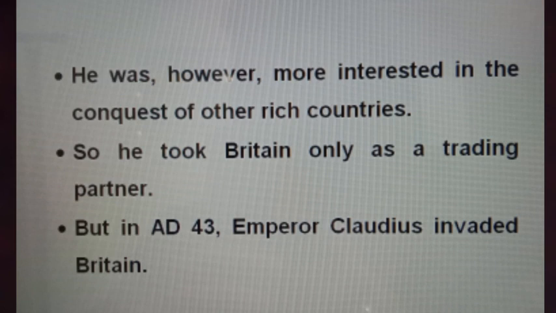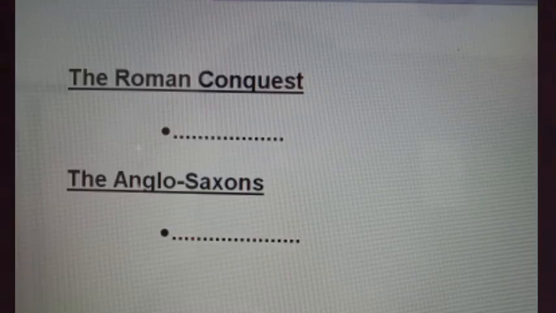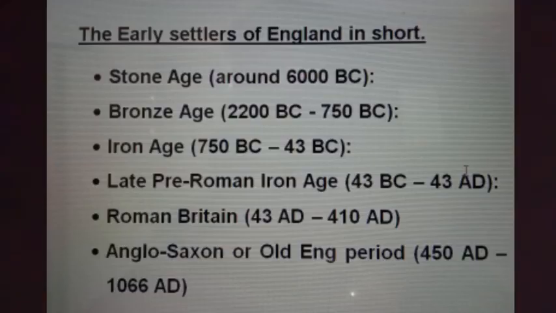But in 43 AD, Emperor Claudius invaded Britain. After Emperor Claudius conquered Britain, it was the Roman period in Britain, coming under the Roman conquest. And after the Romans, it was the time for the Anglo-Saxons. These topics we will discuss in separate lectures.